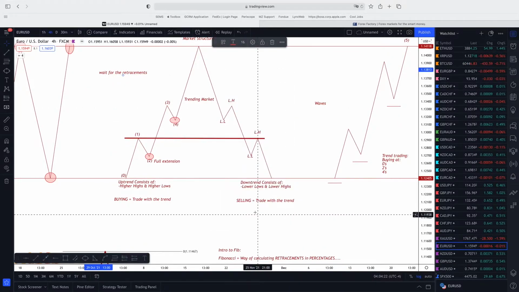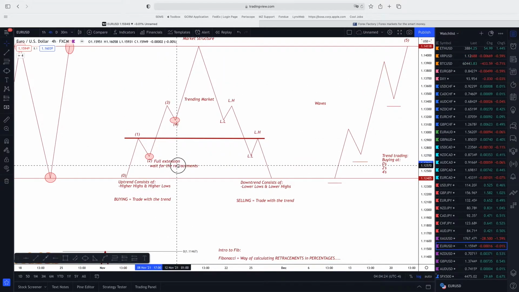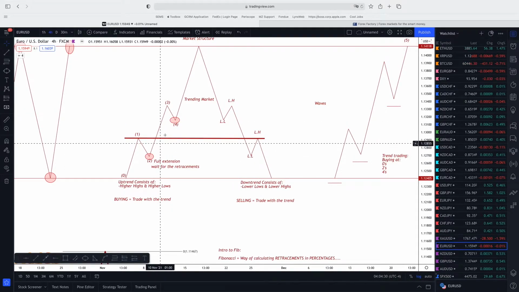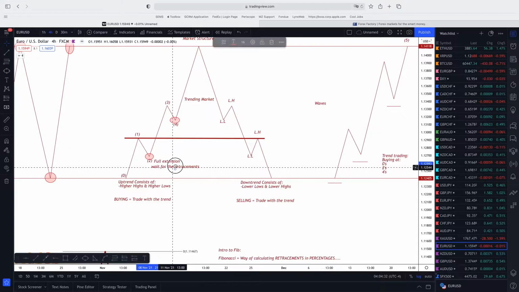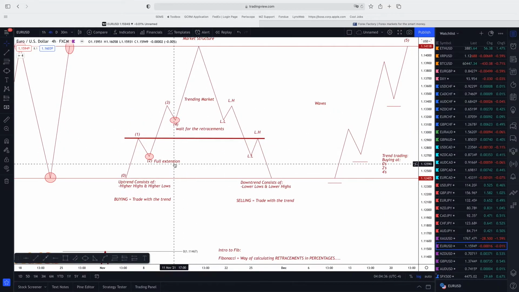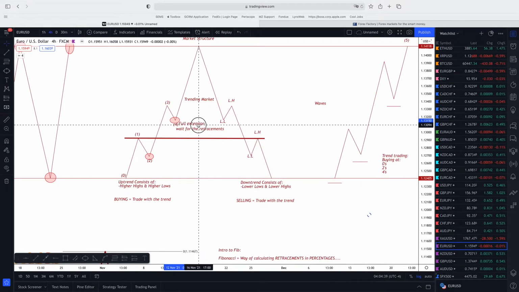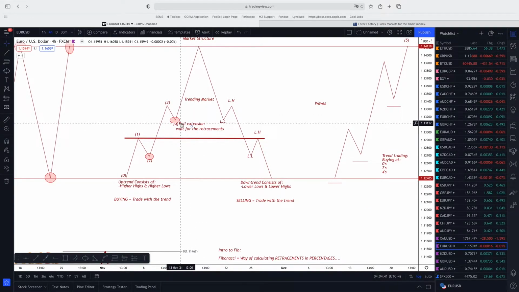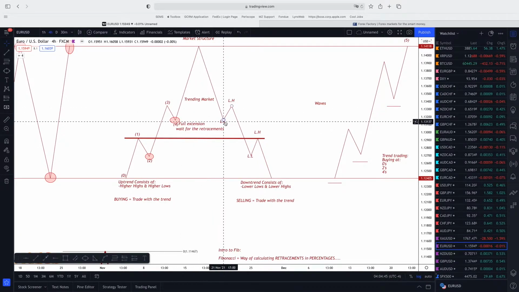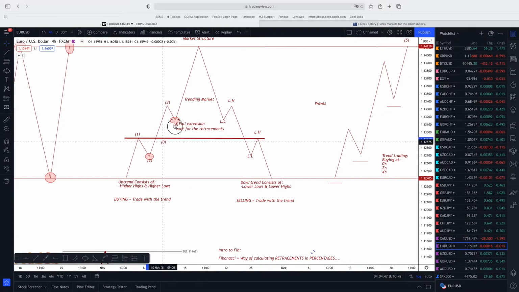Guys, when you're trend trading, wait for the retracements. Wait for this retracement so you're able to catch the full what? Bam! The full extension. Wait for the retracement right over here. Wait for that retracement, 3 to 4. Wait for the retracement. And when it's at the lowest point, what do you do? You buy so you catch the full what? Bam! The full extension.